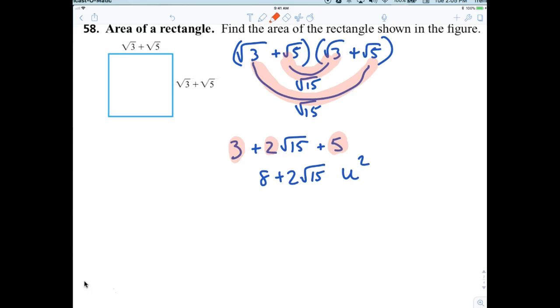And I want you to say square root of 25. All right? Anytime you multiply the same number together, the radical goes away. And then, of course, now 3 plus 5 we can combine is what? 8. All right? Now, can I put the 8 with the 2 radical 15? No. One's rational and one is irrational. All right, so that's the final answer. And of course, since we're measuring area, we're going to go with what? Squares.